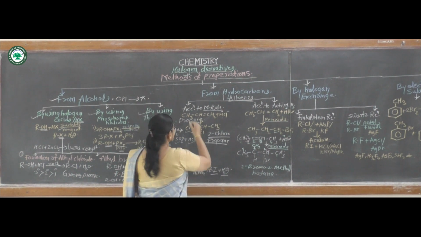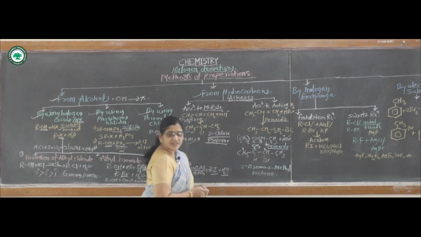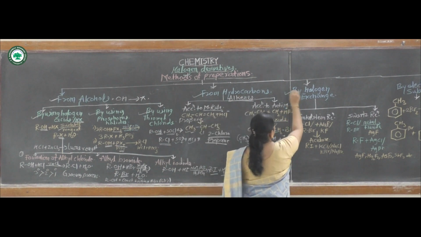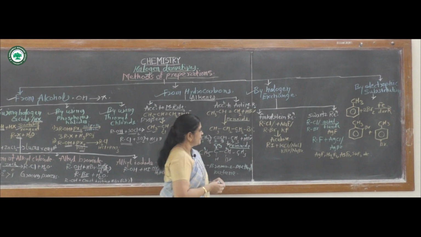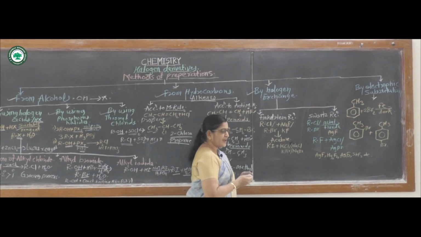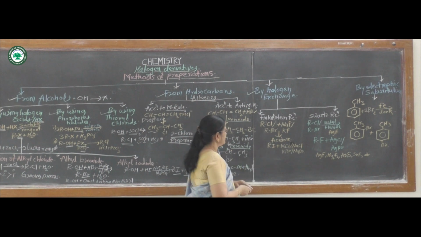In this way, there is the second method, that is from hydrocarbons, that is from alkenes. Then the third method, that is by halogen exchange. In this reaction, one halogen atom gets exchanged with another halogen atom.